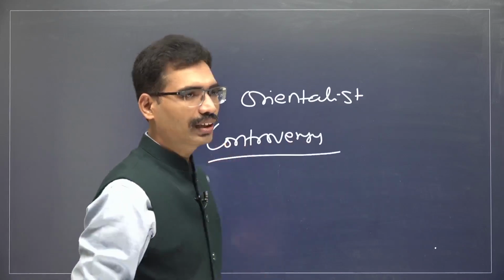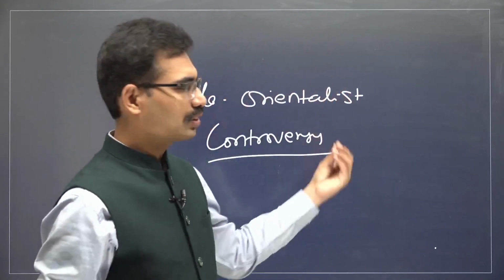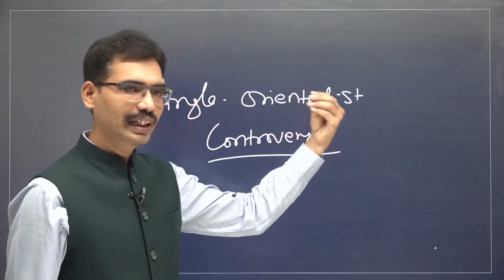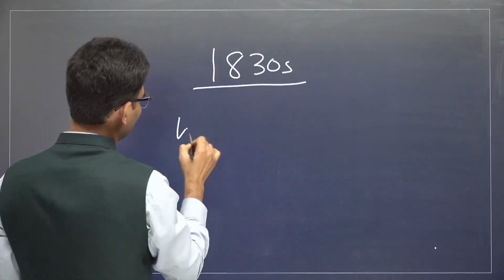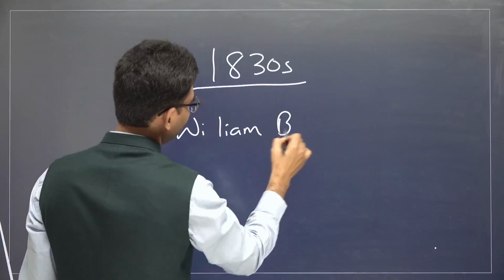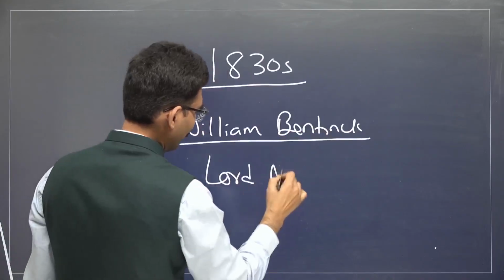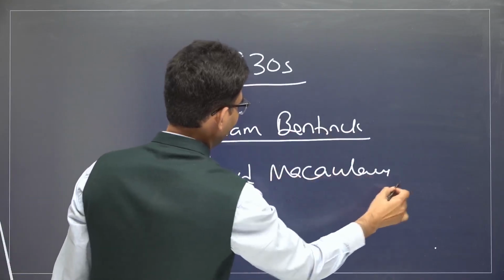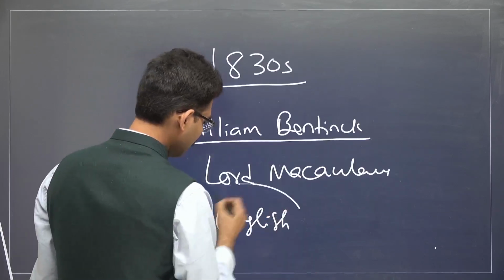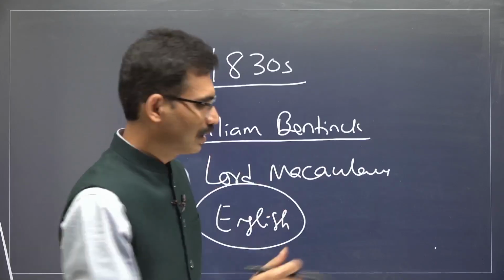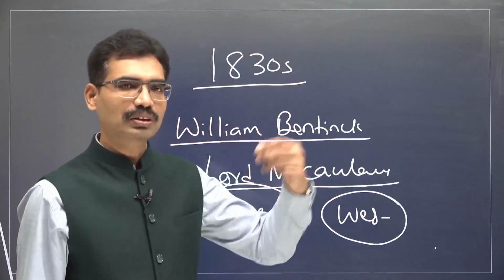Now this debate was going on. 1 lakh rupees was not spent even after a decade. In 1823, one committee was established, nothing came out. Again the debate was going on. In the 1830s, William Bentinck appointed Lord Macaulay as head of this committee, and he decided English is the only language that is the best, and Western subjects are best to promote modernization in India.